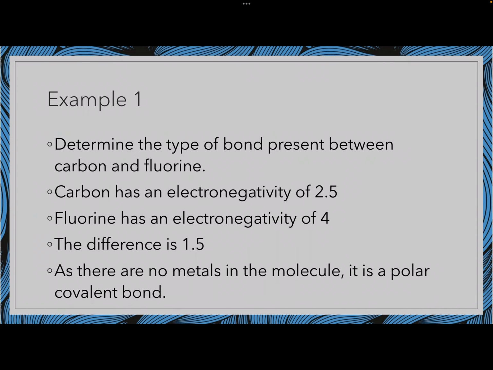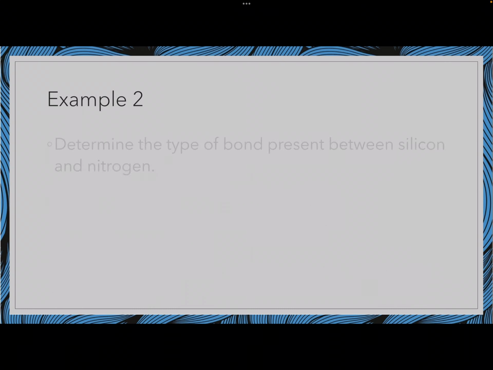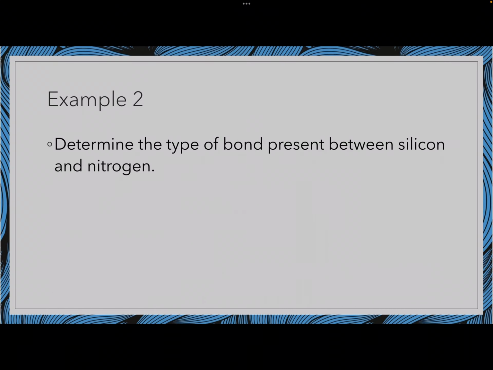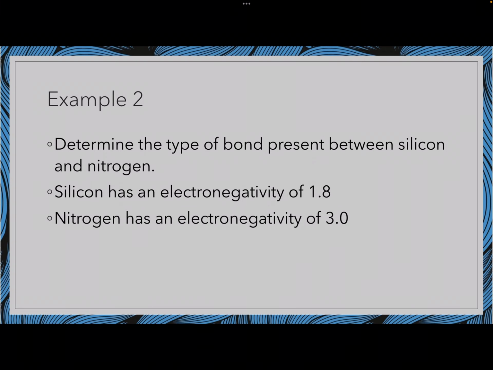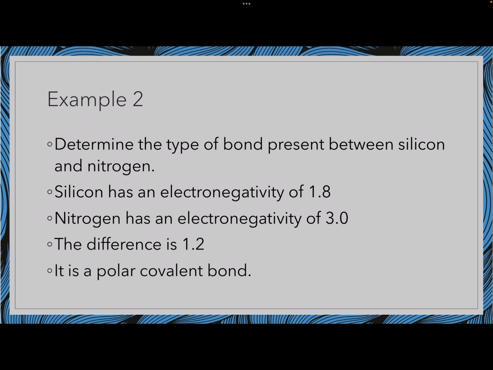Now, the next one, determine the type of bond present between silicon and nitrogen. Again, we go to the table of electronegativities, we find that silicon has an electronegativity of 1.8, nitrogen has an electronegativity of 3. The difference being 1.2 puts it immediately in polar covalent territory. Again, it's 1.2, so it's less than 1.5, so it's just immediately polar covalent.